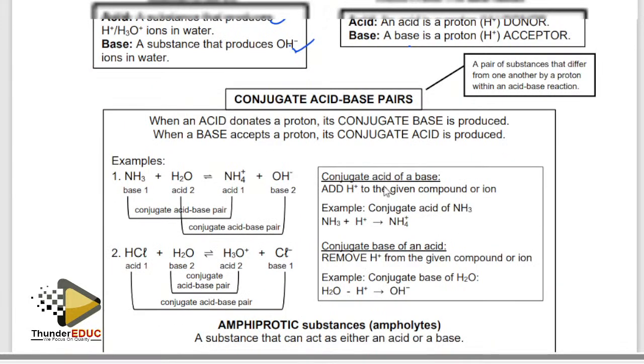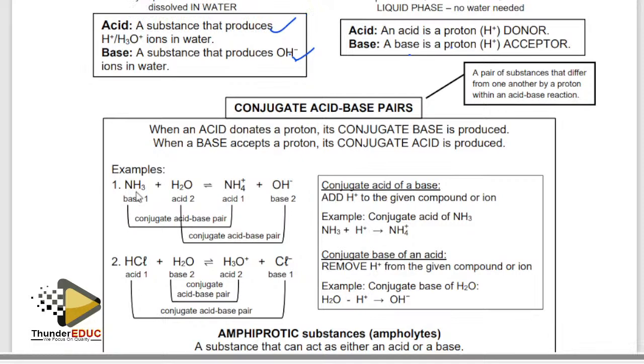Conjugate acid-base pairs are simple. If you identify one side, if you identify the acid, then the other one is going to be a base. What receives the hydrogen ion becomes the base, and what releases it is the acid. So the hydrogen ion from here is taken to this one.